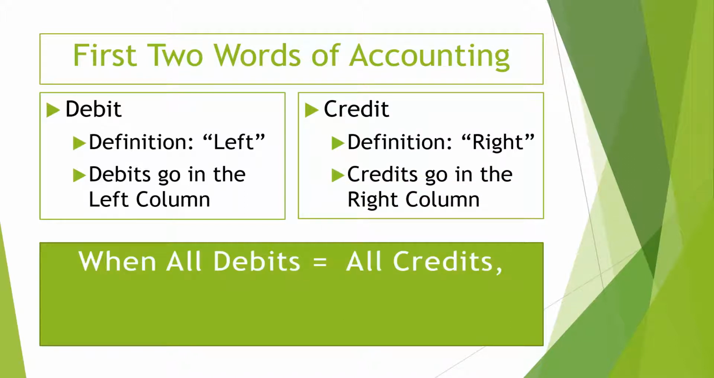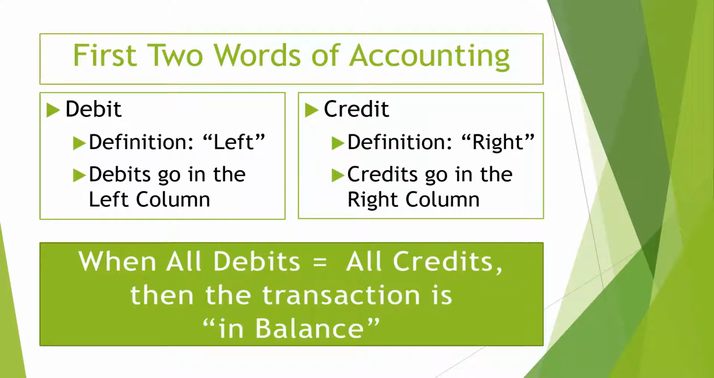When all debits equal all credits, then the transaction is in balance. This is called double entry bookkeeping or double entry accounting. So you're going to learn that for each debit, there is an equal and corresponding credit. Now I remember my accounting professor, the first one that I had, explaining to me that this would be the hardest concept to learn in accounting, and once I mastered it, then everything else would fall into place, and I know the same is going to be true for you.